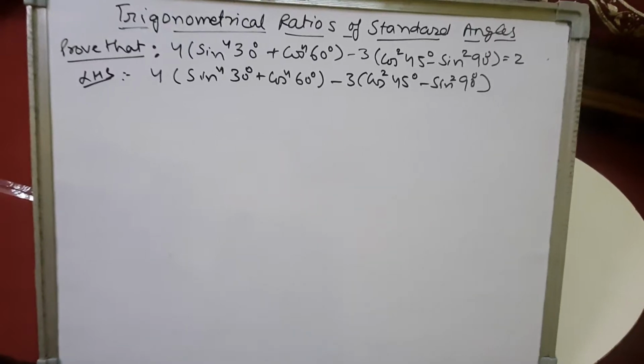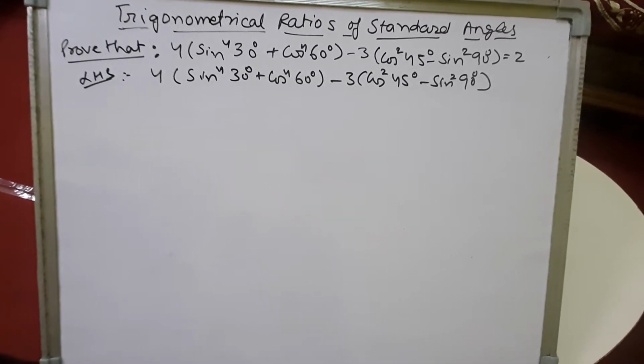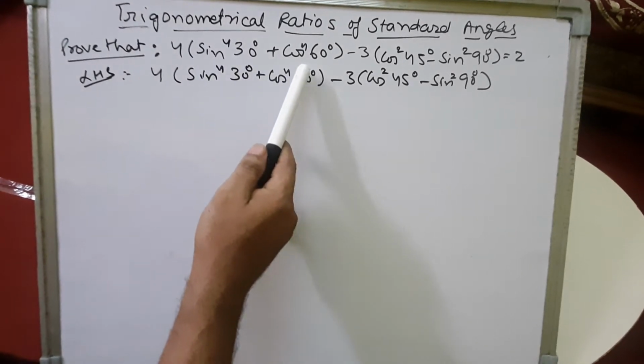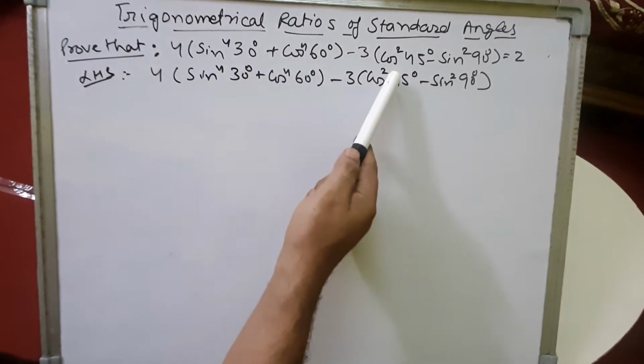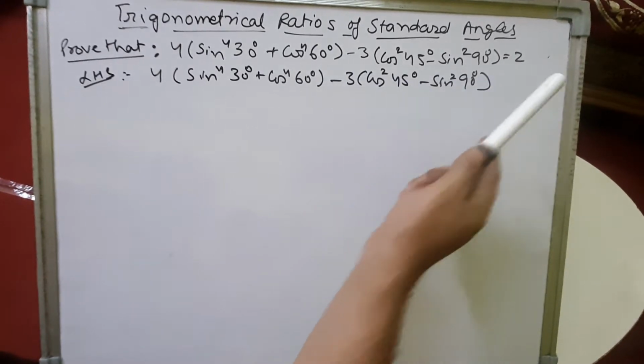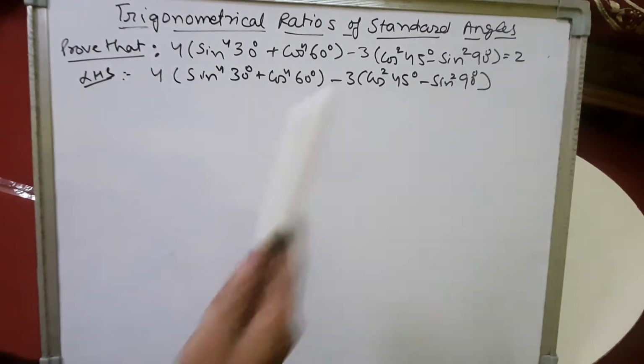Now children, today we are going to solve more sums from the exercise from the topic trigonometrical ratios of standard angles. So let's start with this sum where it is given: prove that 4 (sin⁴ 30° + cos⁴ 60°) − 3 (cos² 45° − sin² 90°) equals 2. That means the whole value of this expression is equal to 2, which we have to prove.